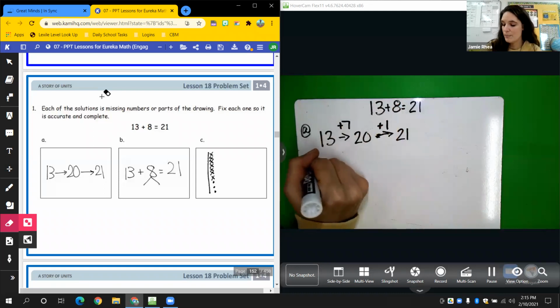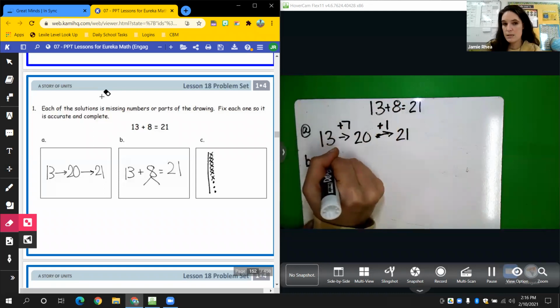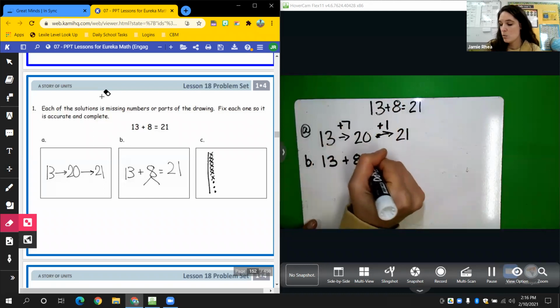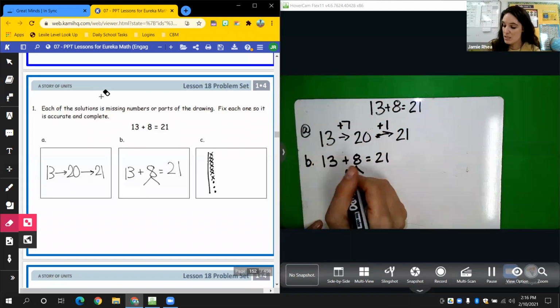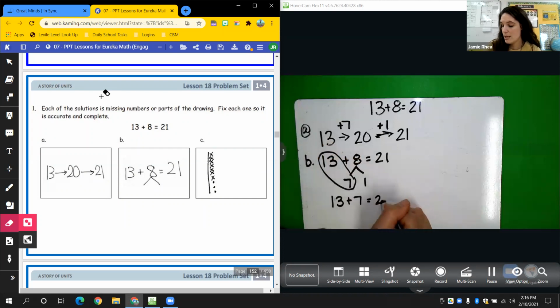On B, 13 plus 8 equals 21. But it gives me a number bond, and it didn't fit the number bond. So now I need to finish it. I need to break this apart into 7 and 1. Then I can say 13 plus 7 equals 20. And then I'm going to say 20 plus 1 equals 21. Okay, so I'd have to fix that one.